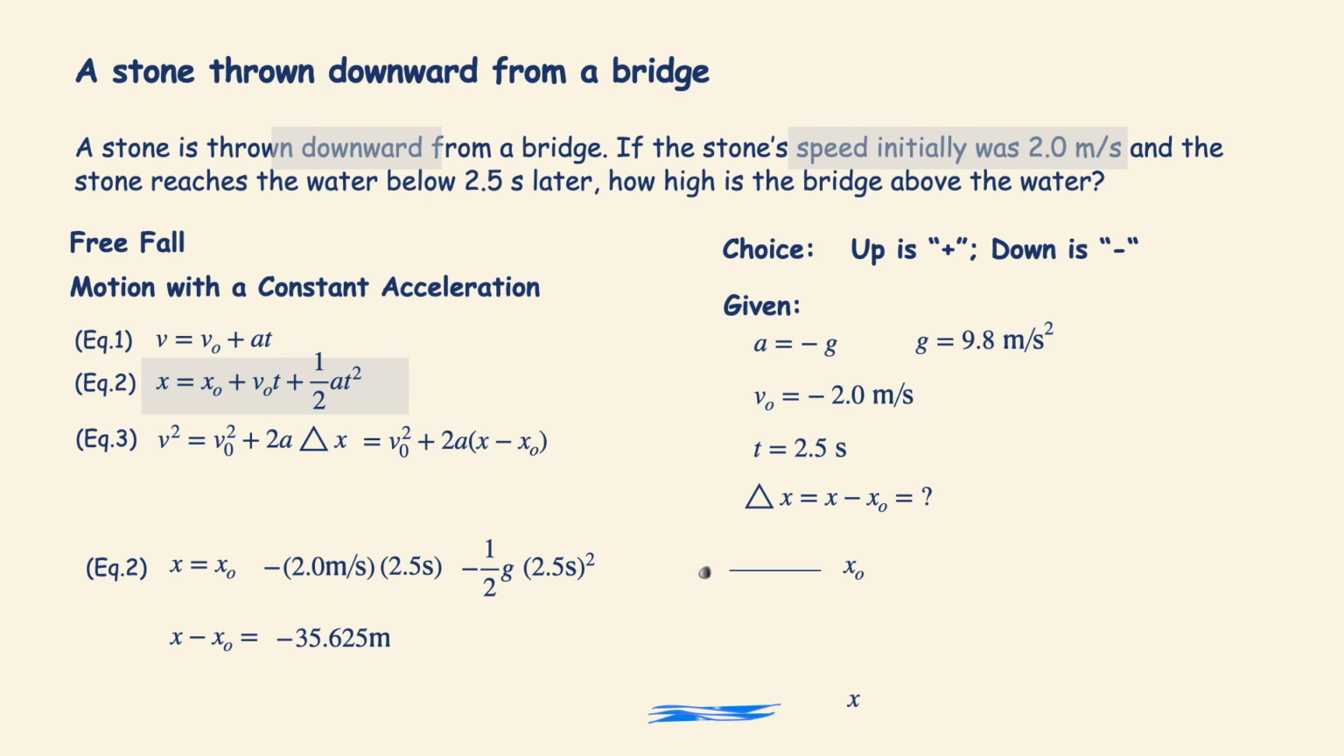But we also see that the height of the bridge will be simply the difference between the position from where we started, x naught, and where we ended, x. So the height of the bridge is going to be the opposite of the displacement. In this case it will be 35.625 meters. And this being the final answer, you can round to the standard 3 digits that many textbooks and physics professors like to use. So if you want to get an answer down to 3 digits only, you can just report the height of the bridge to be 35.6 meters.